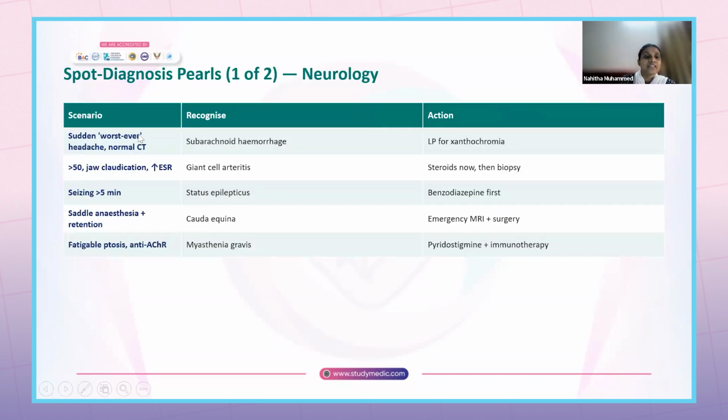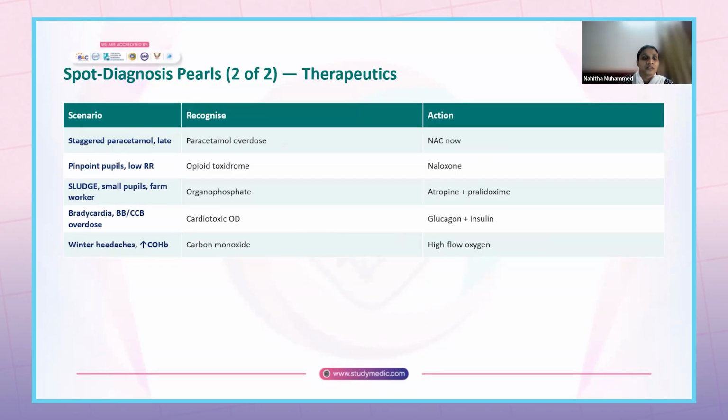Sudden burst headache, subarachnoid hemorrhage, lumbar puncture. GCA, steroid. Status epilepticus, benzodiazepines. Saddle anesthesia plus retention, corticosteroid, cauda equina syndrome. Fatigable ptosis plus anticholinesterase, myasthenia gravis. Staggered paracetamol or late presentation, NAC. Pinpoint pupil, opioid poisoning, naloxone is the antidote.